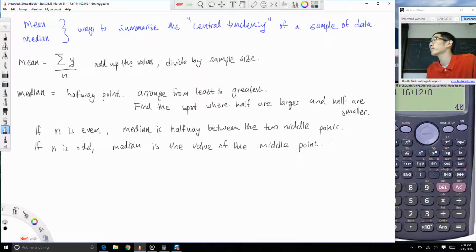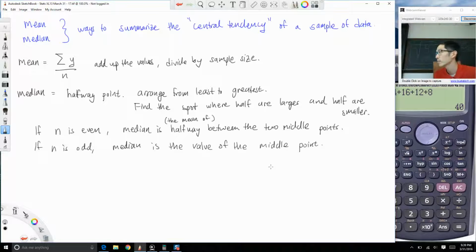Yes? Do you mean that if n is even, we'll take the mean of the two middle points? Yeah. So the median is the mean of the two middle points, I can say. But it's also halfway between the two middle points. So it can also be the mean of the two middle points.